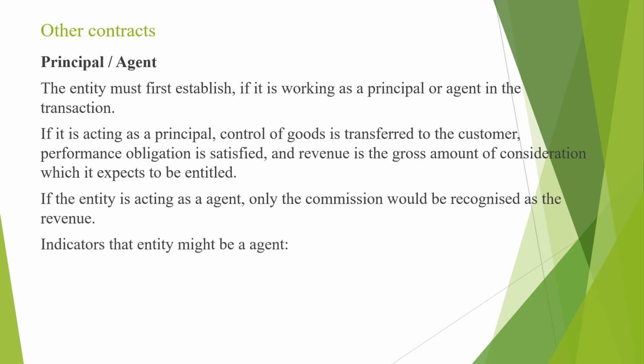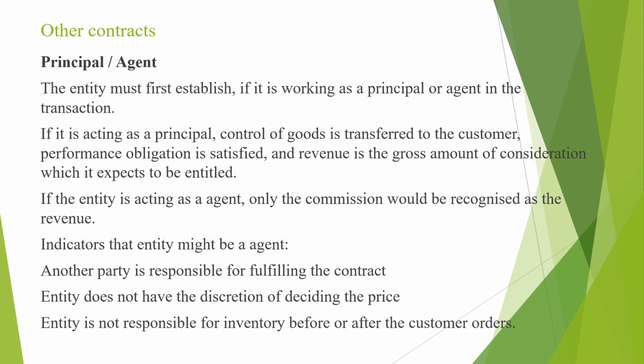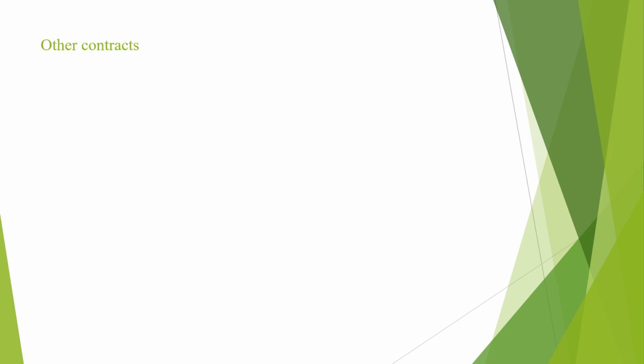Now, indicators that an entity might be an agent. Another party is responsible for fulfilling the contract. The entity does not have the discretion of deciding the selling price. The entity is not responsible for inventory before or after the customer orders. And the entity is not exposed to credit risk. So here the only thing you need to remember is whether the entity is a principal or an agent. If it's a principal, the full gross consideration will be recognized as revenue. If it's working as an agent, only the commission would be recognized as revenue.